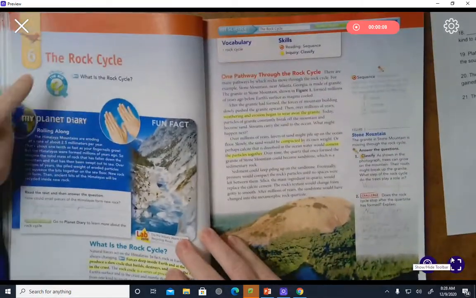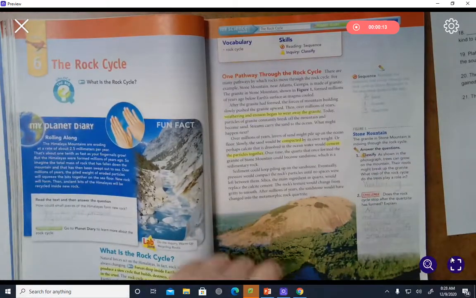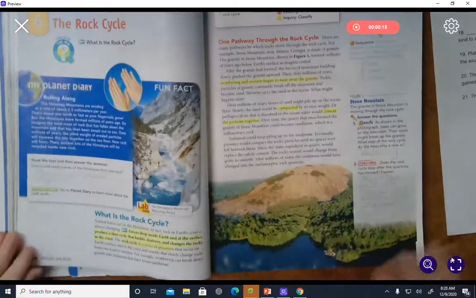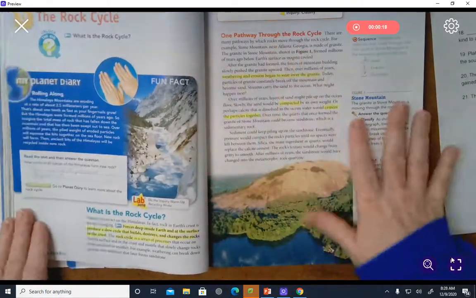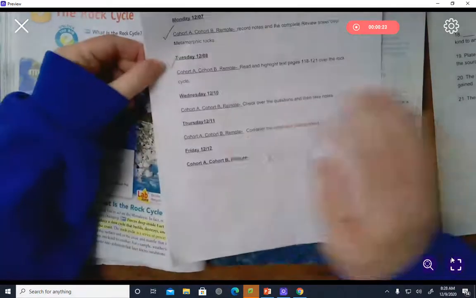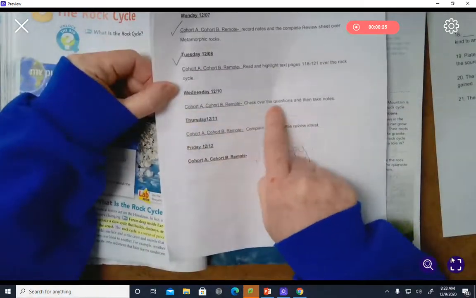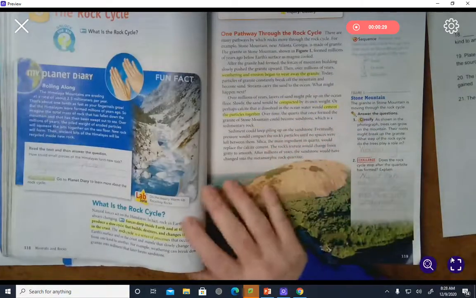We are on the rock cycle, the last section I think I'm going to do before I test you over this material. So we highlighted and read this, and I'm just going to go over the questions. If you take a look at the website, the lesson plan says that we're supposed to check over the questions and then take notes. So that's what we're going to do today.